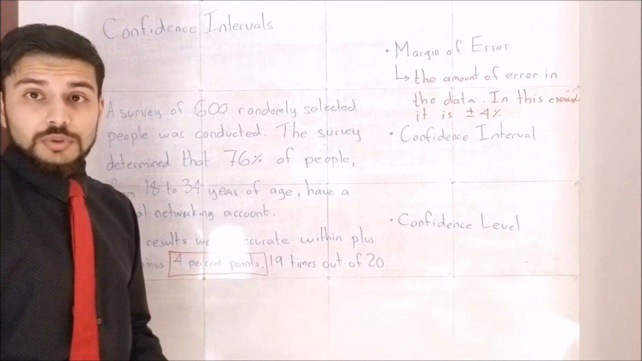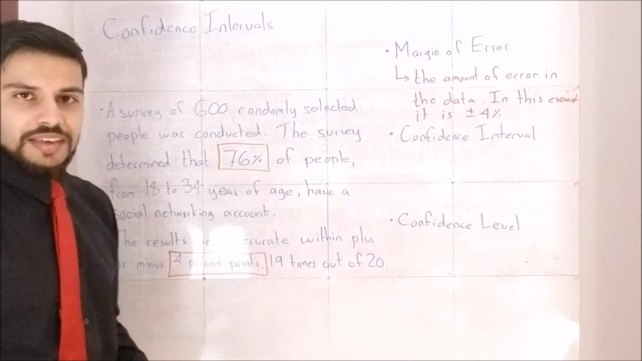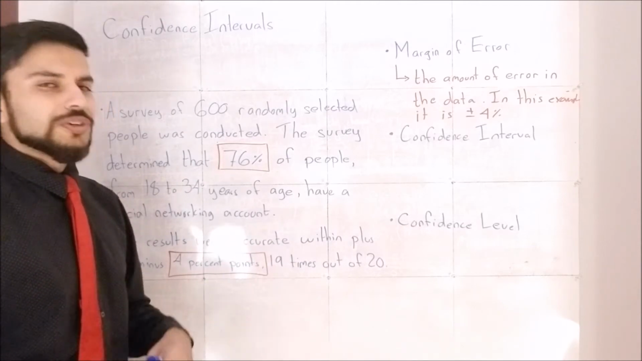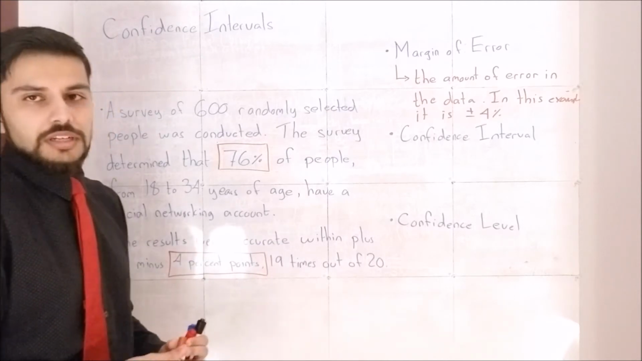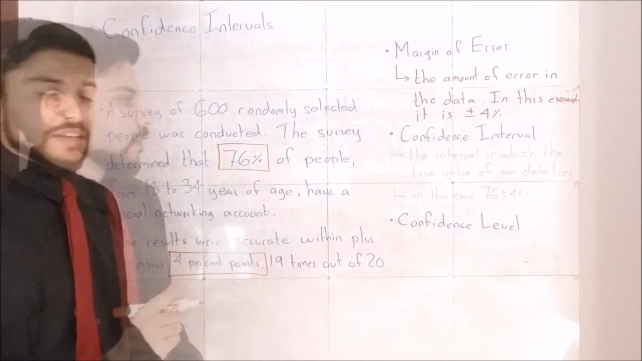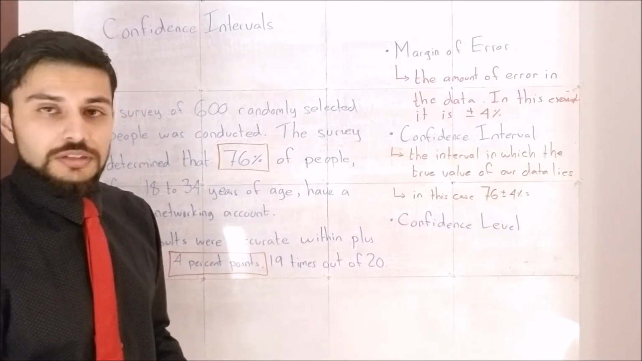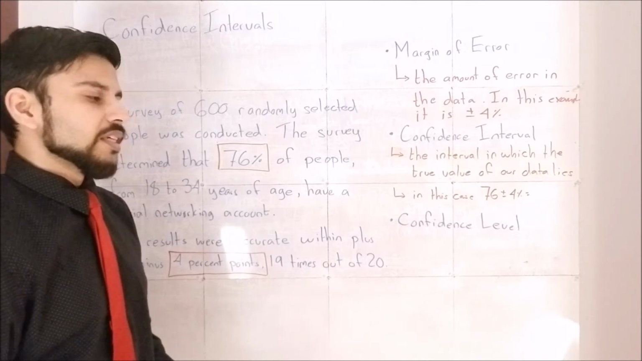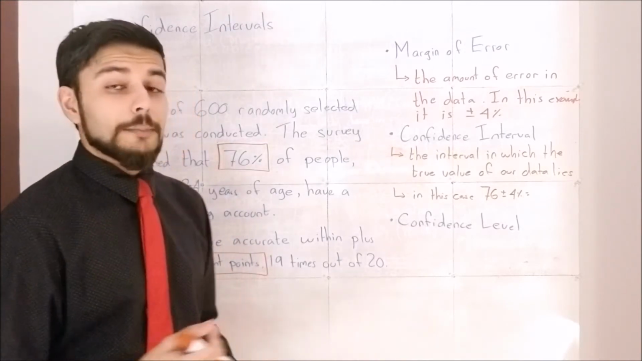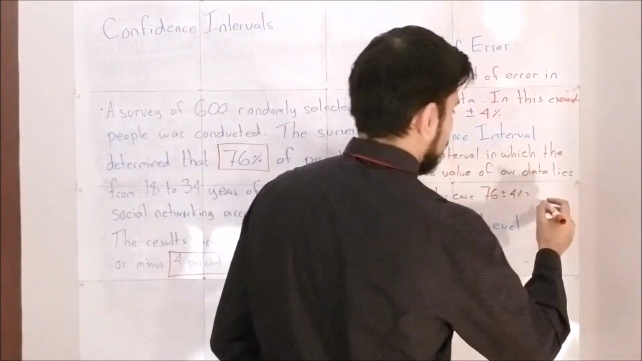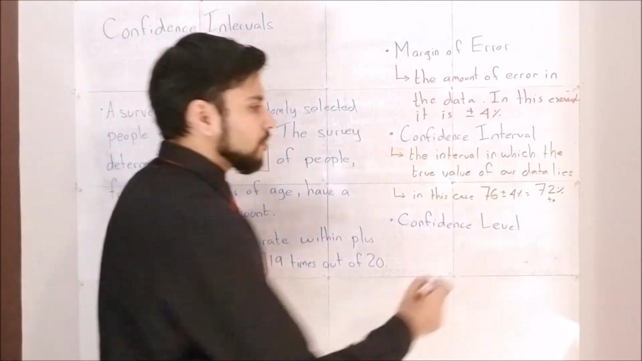The confidence interval is when we take our result and we combine that with our margin of error. So it's going to tell us where the true value of our data is, and it'll be within an interval that we're fairly confident it's going to be in. So in this example, our true value, our confidence interval, is going to be between 76 plus or minus 4. So if we calculate that, 76 minus 4 is going to give us 72% to 76 plus 4, 80%.